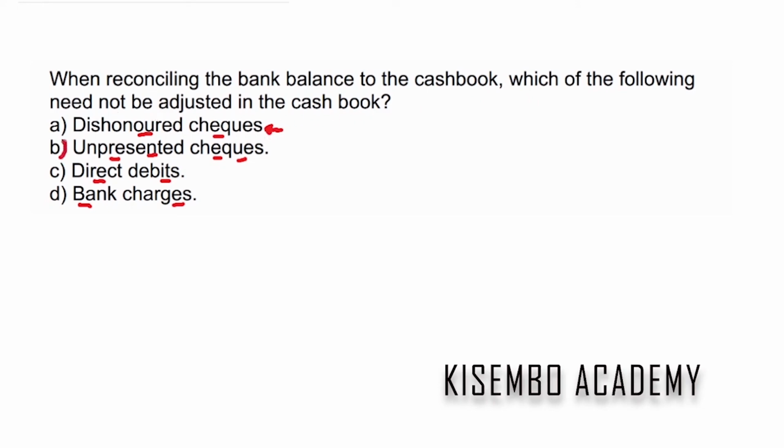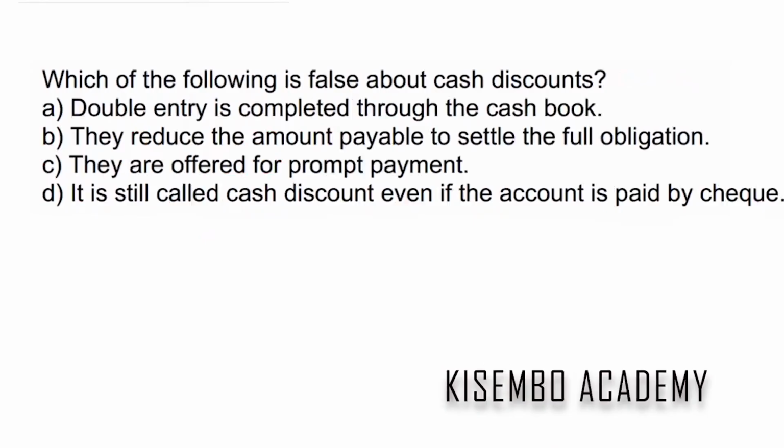It is unpresented checks. Unpresented checks are not supposed to be handled in the adjusted cash book. They're supposed to be handled in the bank reconciliation statement. It is the rest that need to be handled in the adjusted cash book.